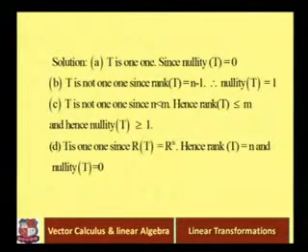So here is the solution. First one is 1-1, since nullity of T is equal to 0. Second one is not 1-1, third one is also not 1-1, right, and the last one is a 1-1 linear transformation.